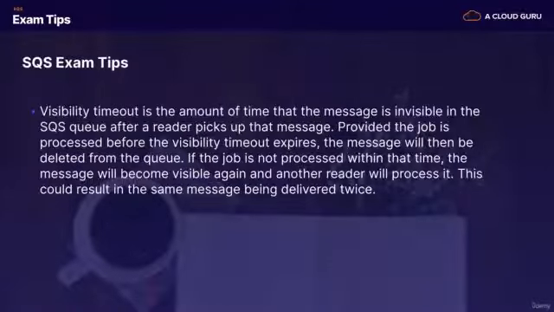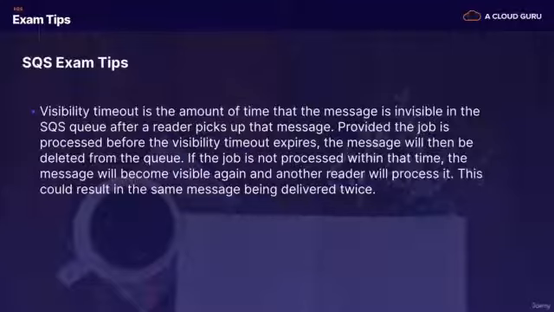Moving on to visibility timeout. The visibility timeout is the amount of time that the message is invisible in the SQS queue after a reader picks up that message. Imagine that you're creating a meme, you've added the text into the SQS queue saying, hello cloud gurus, and then the EC2 instance picks it up and has to write that text to the image. The visibility timeout is just the length of time that that message is invisible in the queue until that EC2 instance has processed the job. Provided the job is processed before the visibility timeout expires, the message will be deleted from the queue.